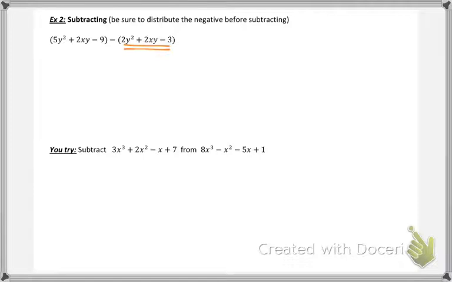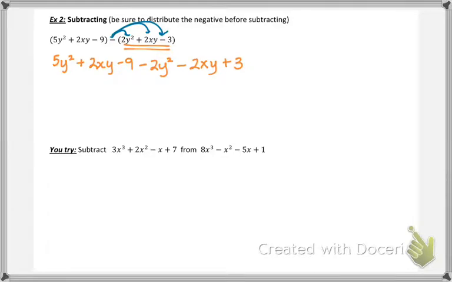So I'm going to rewrite it as 5y squared plus 2xy minus 9. And then I need to subtract 2y squared. And I need to subtract 2xy. And I need to subtract a negative 3, which becomes a positive 3. So be sure to distribute that negative because you're subtracting every single term. And then from there, we're going to again go ahead and combine like terms.